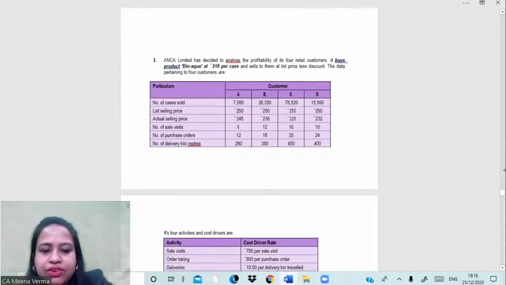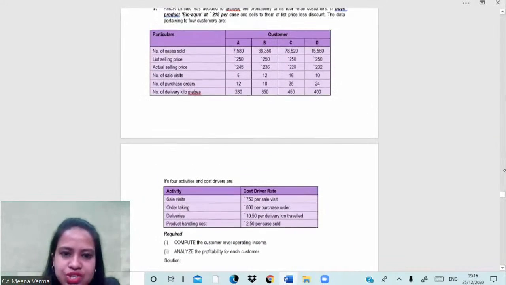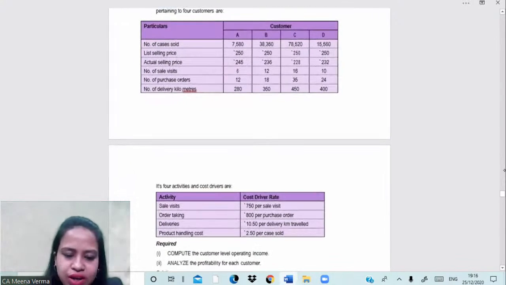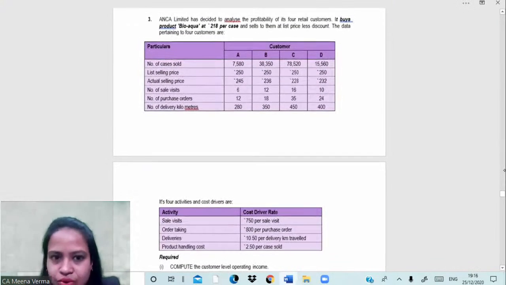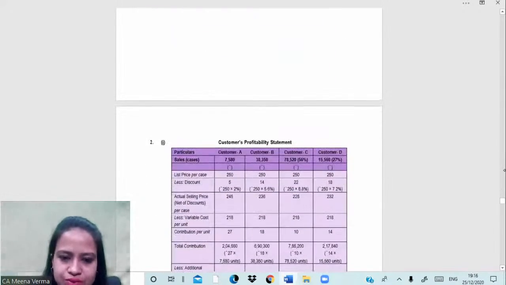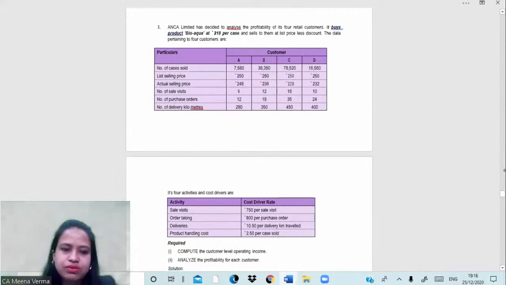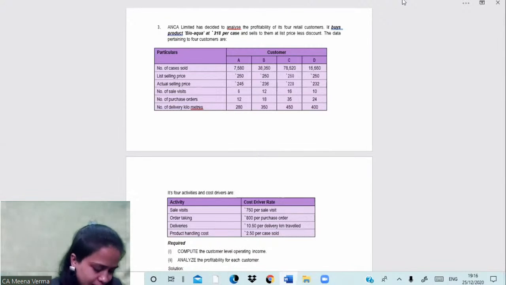Now I have another question, which is again related to customer profitability analysis. So again, I'm giving you 4-5 minutes. Go through this question. Try to solve this question on your own first. I'm giving you 5 minutes. Read this question, and I expect you to solve it on your own.